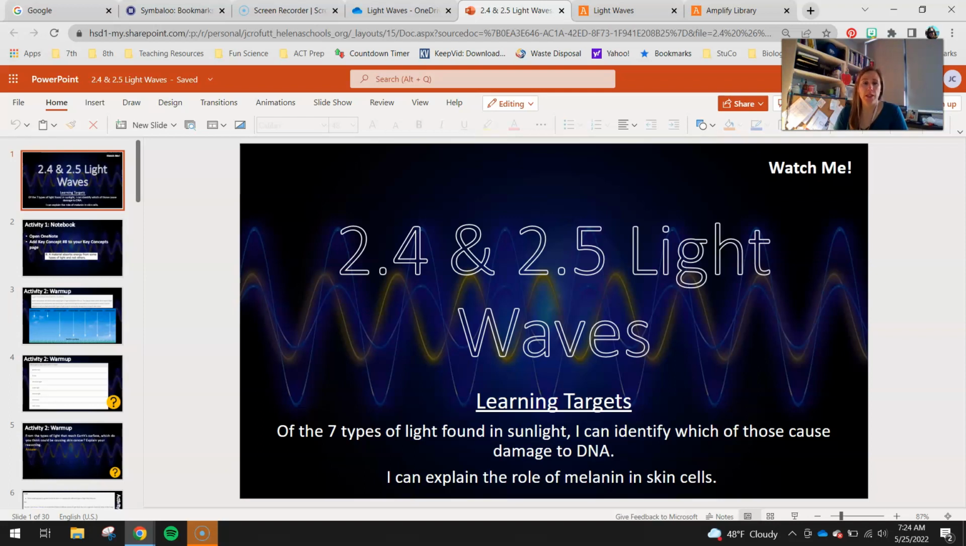Okay, so today we're really going to talk about, kind of revisiting our Australia topic and saying if the sun has all these different types of light waves, which ones are causing damage to us and which ones are even reaching us.